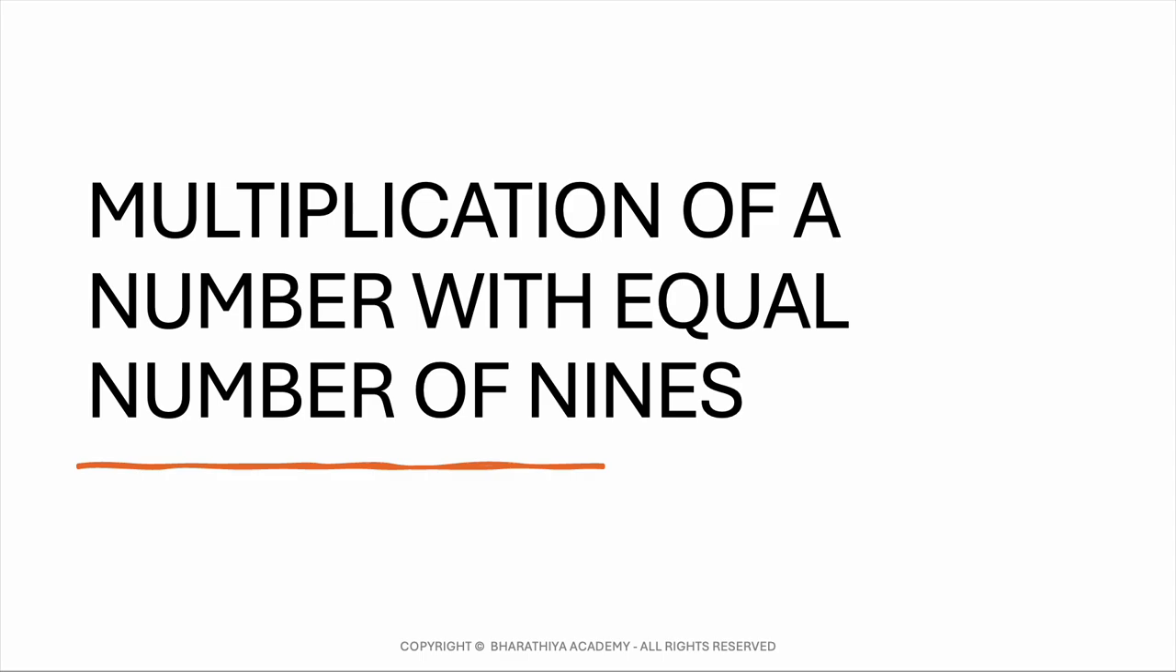So today we will learn multiplication of a number with equal number of nines. Okay, so let's look at those with an example. So now we'll understand the technique. Let's say you want to do 23 into 99. Okay, just a two-digit number, a smaller one so that we understand it better.